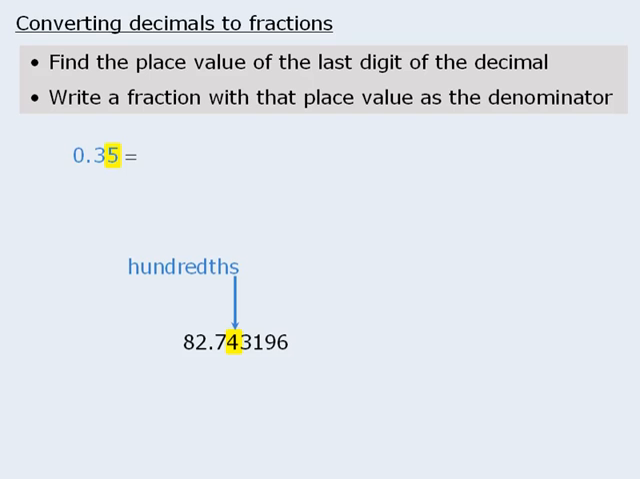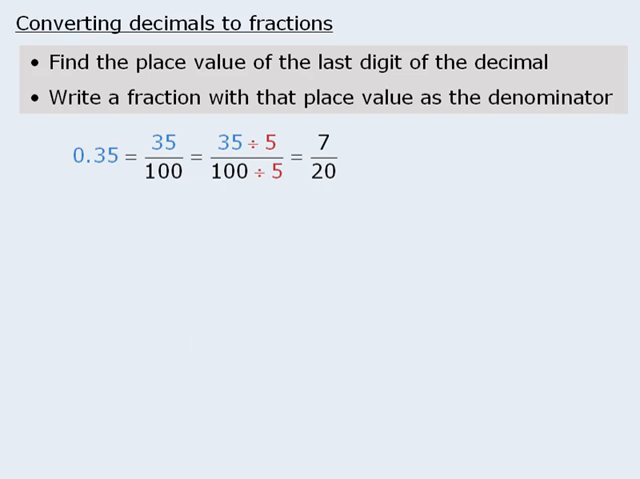So at this point, we remove the decimal point and insert the number 35 in the numerator of our fraction. And then we insert the place value in the denominator. So 0.35 is equal to the fraction 35 over 100. At this point, we can simplify the fraction by dividing top and bottom by 5 to get 7 over 20. So the decimal 0.35 is equal to the simplified fraction 7/20ths.